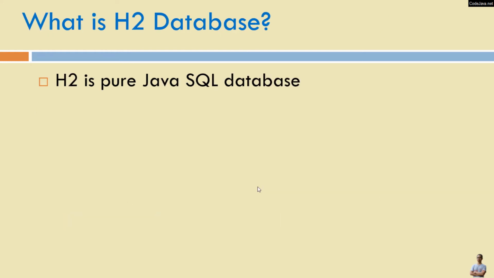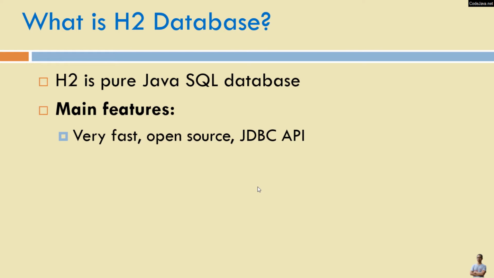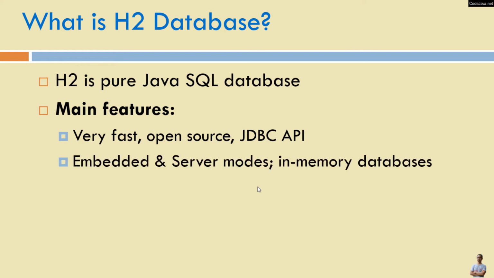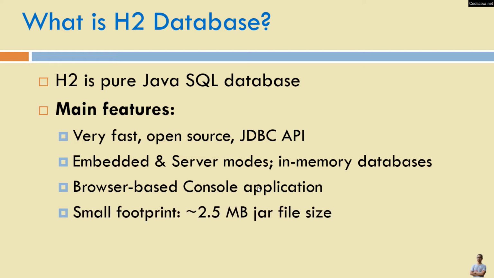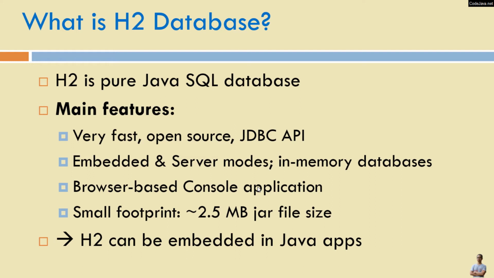So what is H2 database? H2 is a pure Java SQL database. Its main features are very fast, open source, and JDBC API compatible. You can use H2 in embedded mode or server mode or in-memory databases. And you can use its browser-based console application to access the database. H2 has a very small footprint, around 2.5 megabytes Java file size. With that lightweight and pure Java and small footprint, H2 can be easily embedded in Java applications.